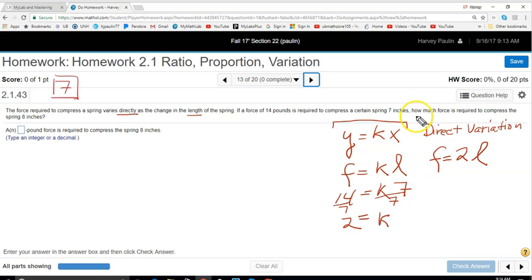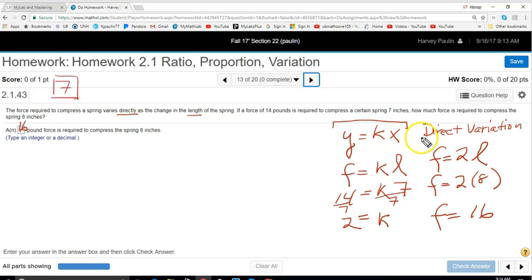Now, it's asking how much force is required to compress the spring to 8 inches. So all we do here is put F equals 2 now, our constant of variation, times 8. And we get our force will be 16. And that's what we put for our answer.